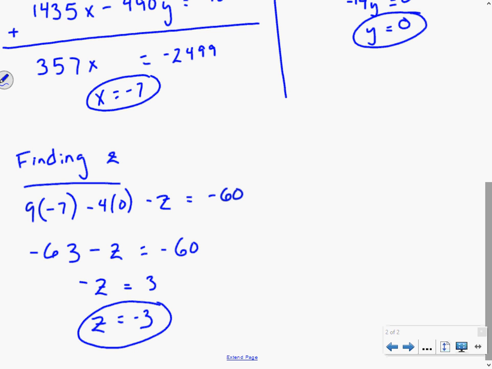And with each of these problems, remember, we're supposed to be writing our solution as an ordered triple.